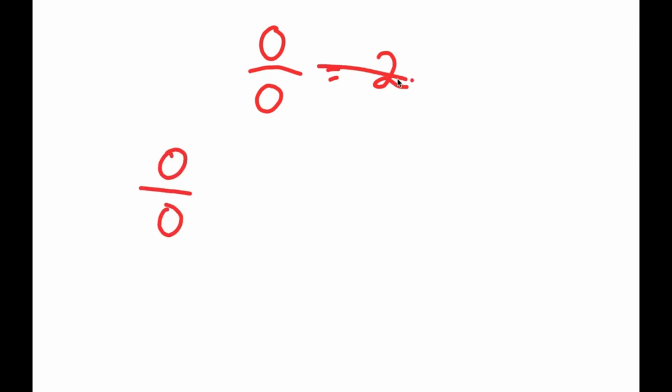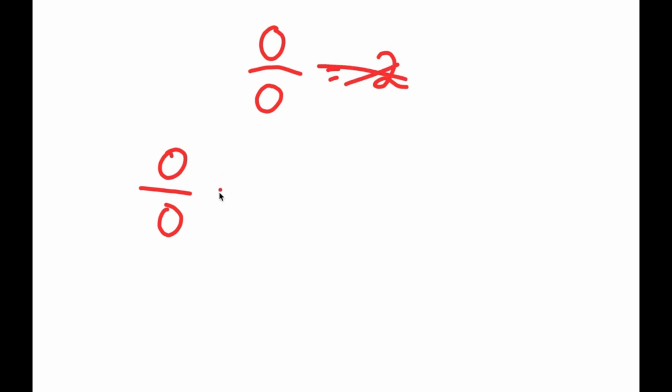Alright, so in this video, I'm going to be proving that 0 divided by 0 is equal to 2. So, how am I going to prove this? Well, let's first start by writing out 0 over 0. So we're going to ignore the equals 2 for a moment and just start with 0 over 0.